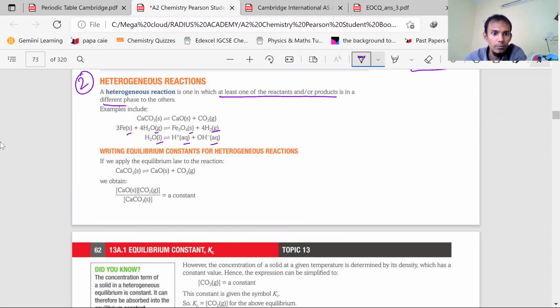If we apply the equilibrium law to the reaction, we obtain, this is a constant, but you see this calcium oxide to the power 1, carbon dioxide concentration to the power 1, divided by calcium carbonate concentration to the power 1, which should be Kc. But the issue is, if you look at calcium oxide solid in a given volume, the concentration of calcium oxide is nothing but density, which is mass by volume, right or wrong, for solid?